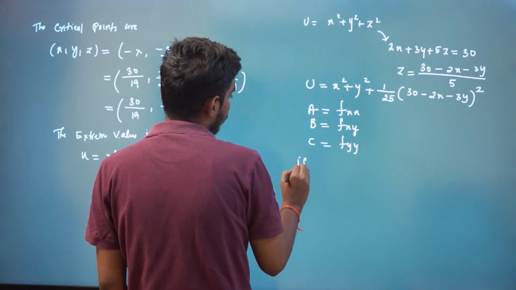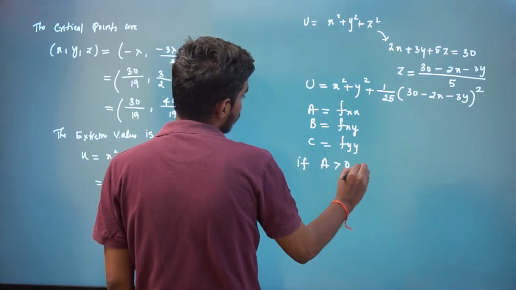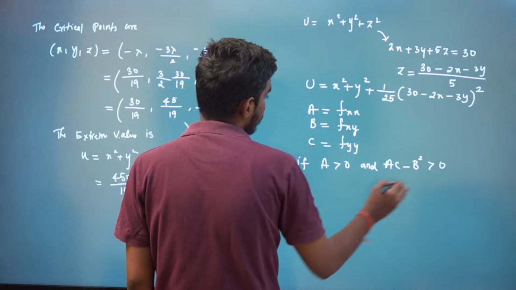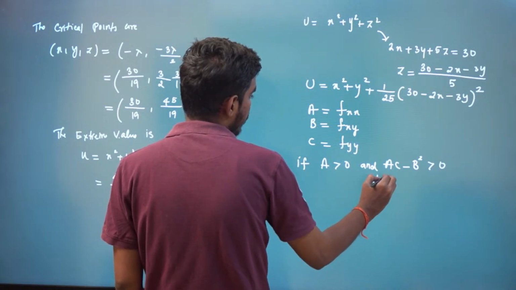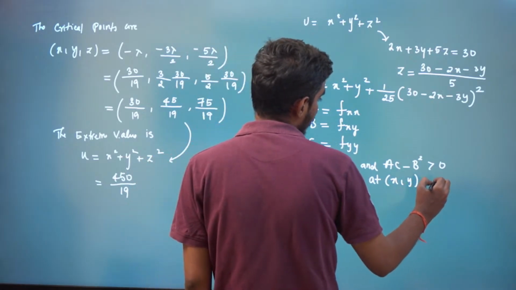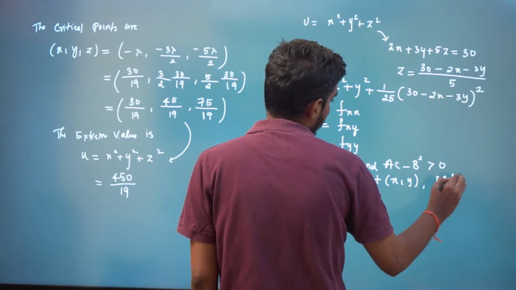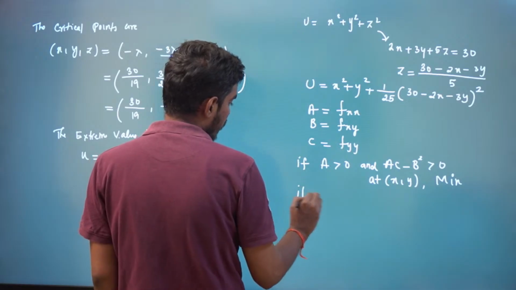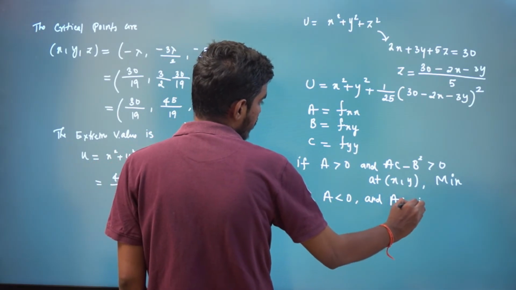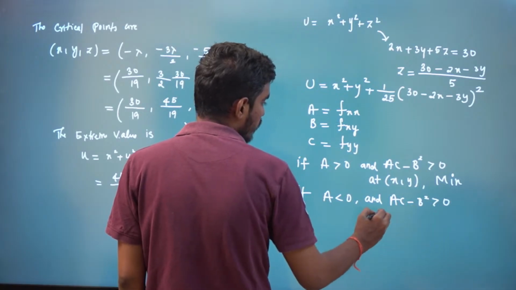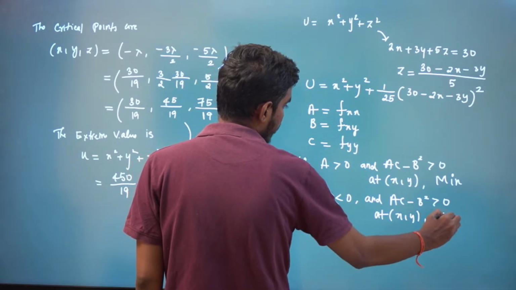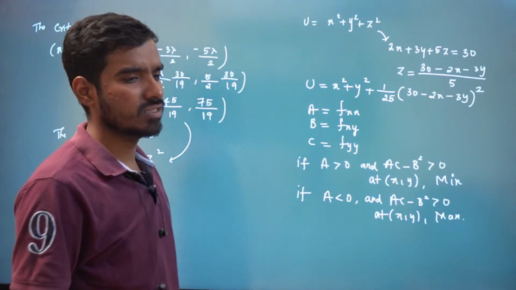Now if a is greater than 0 and ac minus b square is greater than 0 at the point x comma y, that means it is a minimum. If a is less than 0 and ac minus b square is greater than 0 at the point x comma y, it is a maximum, right? You already know this.